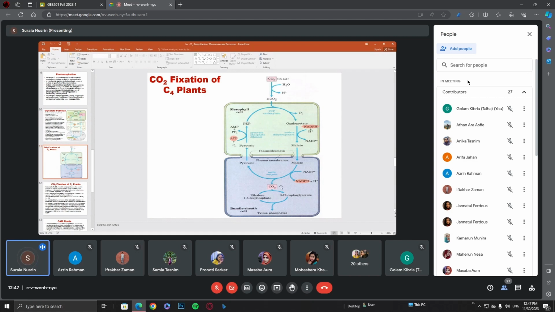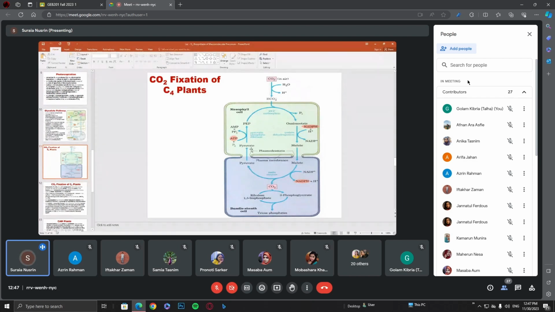Okay, do you get it? The actual Calvin cycle is happening here, but the carbon dioxide here is fixed in a different way, and then eventually that carbon dioxide is used in the Calvin cycle. Do you get it, how it is happening? Yes, ma'am. Okay, now we get the pyruvate by the action of the malic enzyme.